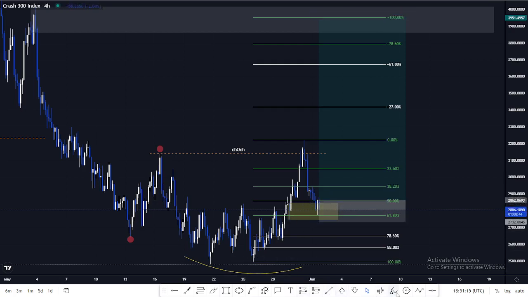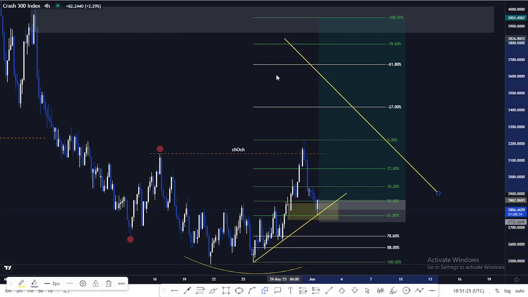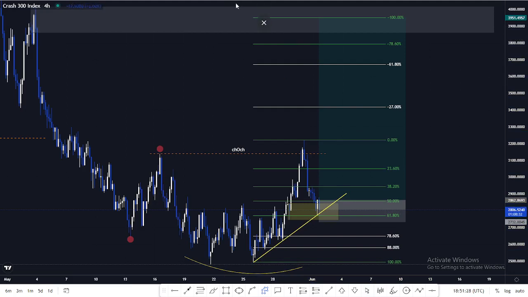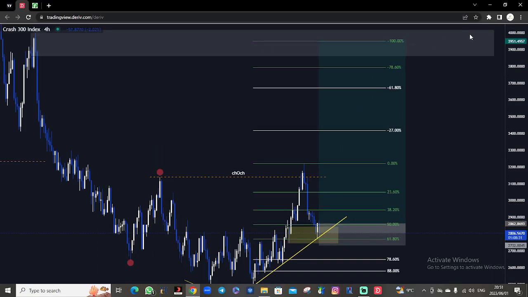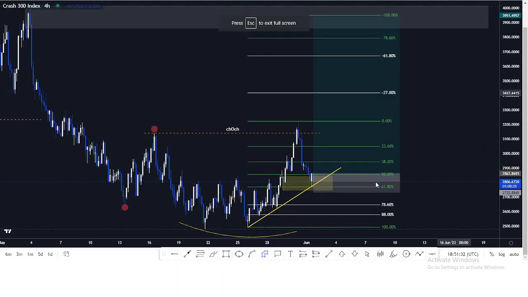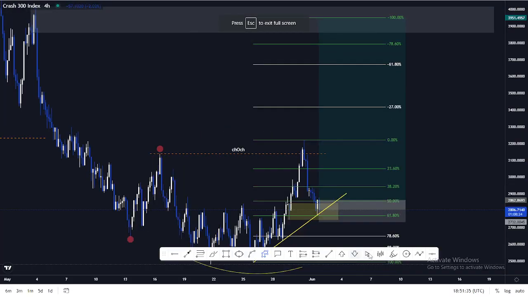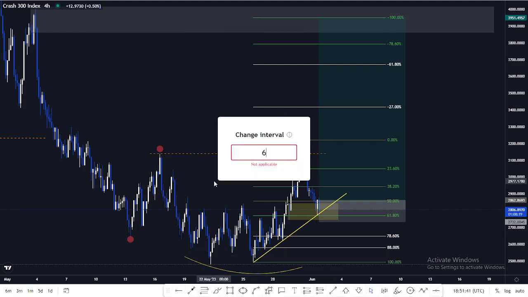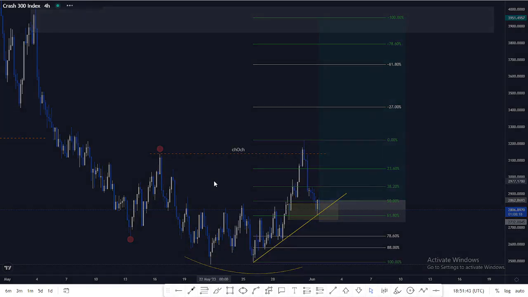What is confluence number 4? You can see that I have a trend line as well there. That is number 4. So you see the number of confluences that I already have on this particular trade. If you cannot enter on the 4 hour, maybe because you don't want a bigger stop loss, all you have to do is go down to a lower time frame, go down to 1 hour, go down to 30 minutes, go down to 15 minutes.